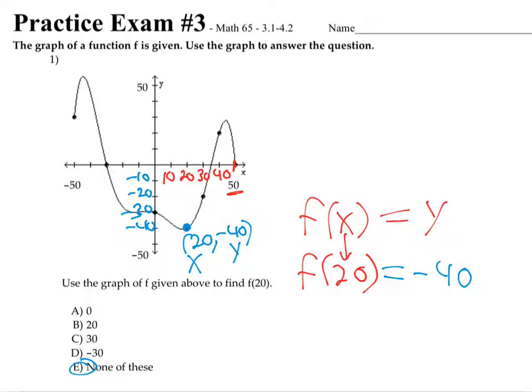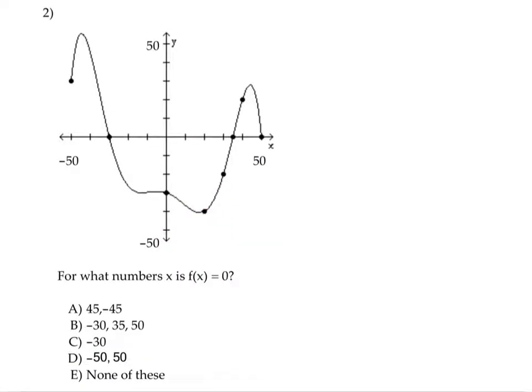So the key is to remember x goes into the parentheses, y goes out. Find that dot on the graph that has an x value of 20. Find the y value going with it. All right, number 2. Here's another one to try. For what numbers x is f of x equal to 0? Key, this is x. Obviously, it says x. And this is y. So find the dots that have a y value of 0.